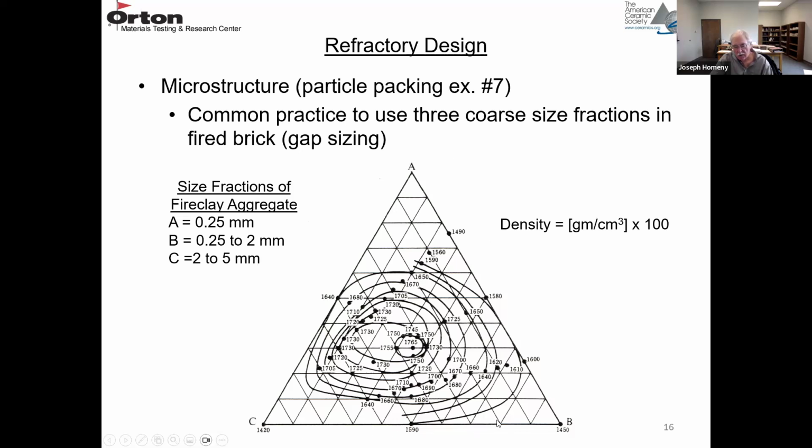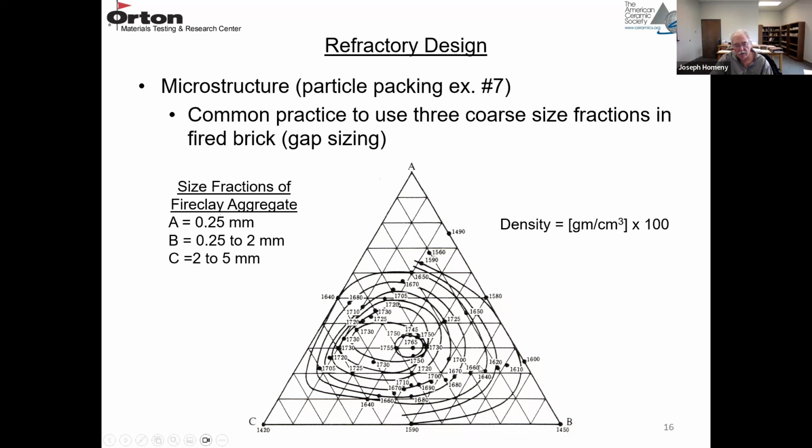So here's a ternary diagram for A, B, and C. And then the numbers here are the densities in grams per cubic centimeter, but they're multiplied by 100. So the dots represent mixtures of these 3 aggregates, and then their resulting densities. So you can see right here, this is 1.765 grams per cubic centimeter. That's the highest density achieved with these aggregates on this ternary phase diagram.